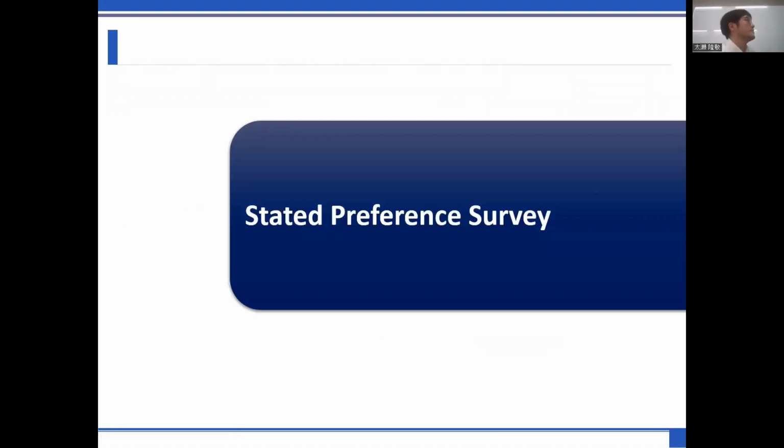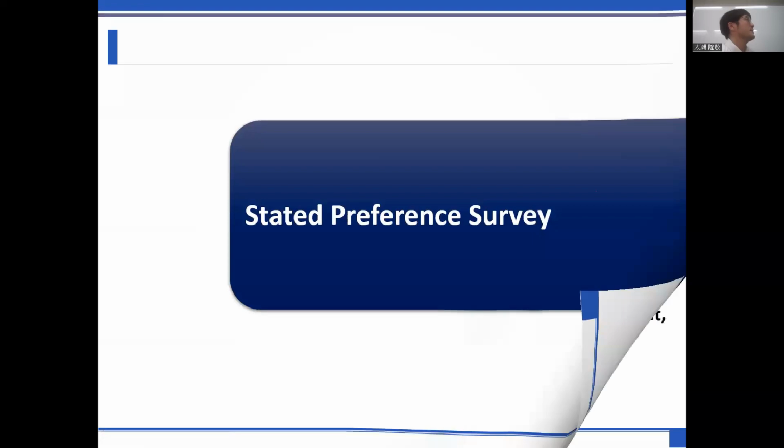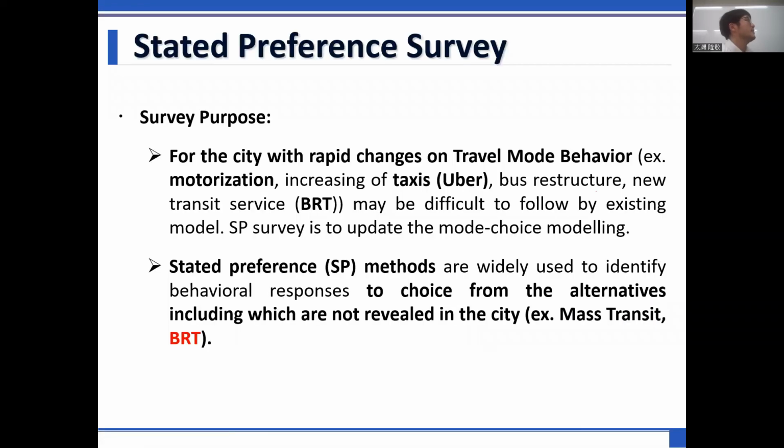Next one is stated preference survey. Let me explain about the stated preference survey. The stated preference survey is for the cities with rapid changes in travel mode behavior, including motorization, the increasing of taxis or bus services, and new services, including the BRTs. Yes, every issue is ongoing in this Nairobi metropolitan area.